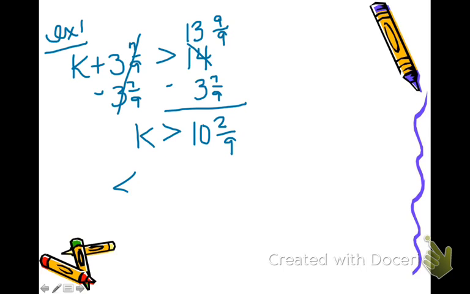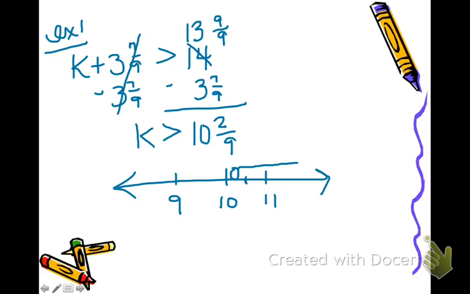When I go to graph it, I apologize, these will be a little bit messier. One thing you can do is, since we know this is going to be 10.2 repeating, sometimes you can, if there's a fraction, just go about halfway, and then the symbol, because it's greater than, it'll go to the right. All right, you can do it above the line, on the line, however you want to do it.